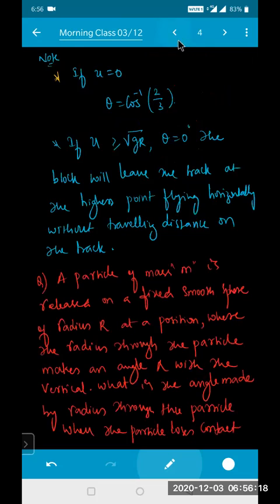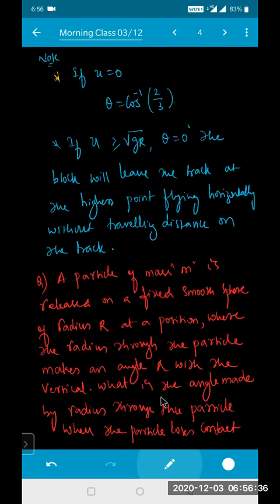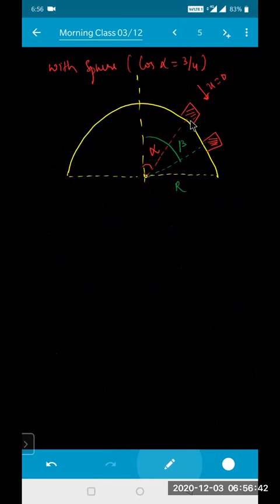Now see the question once again. A particle of mass m is released on a fixed smooth sphere of radius r at a position where the radius through the particle makes an angle alpha with the vertical. What is the angle made by the radius through the particle when the particle loses contact with the sphere? That means after traveling a certain distance, here it is losing the contact. In this position there will be a normal. The force acting on this body is the weight of the body, mg. Here if this is alpha, then this is also beta, because the total angle is beta.